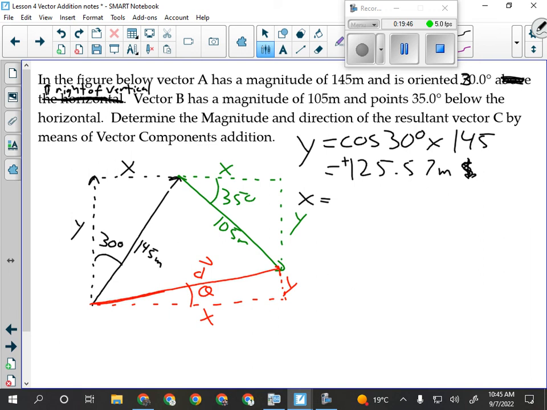And then black X is opposite the 30 degree angle. So what trig function will I use for that? Sine. So we should be looking at 72.5 meters, and that will also be positive because it's to the right.